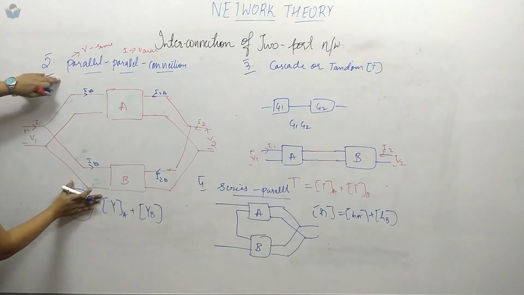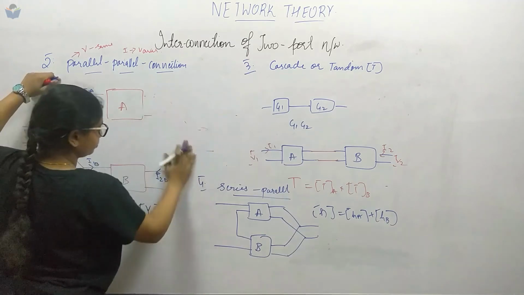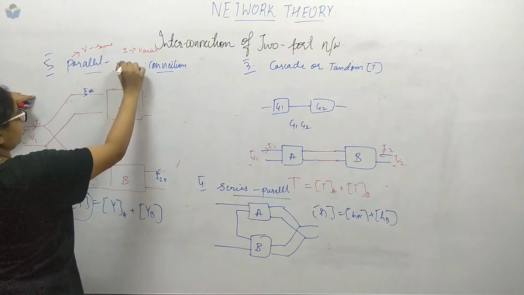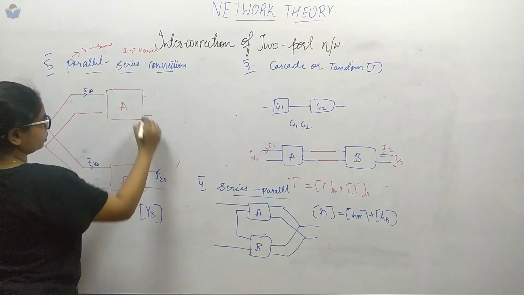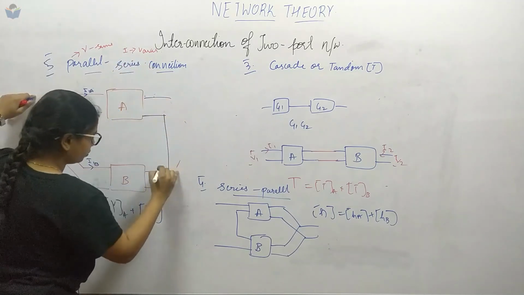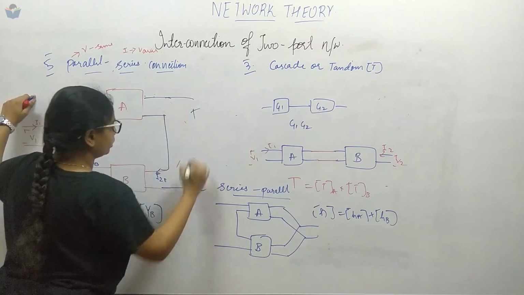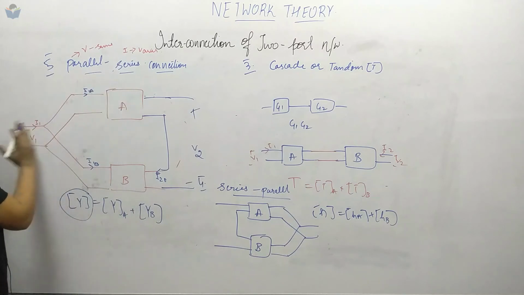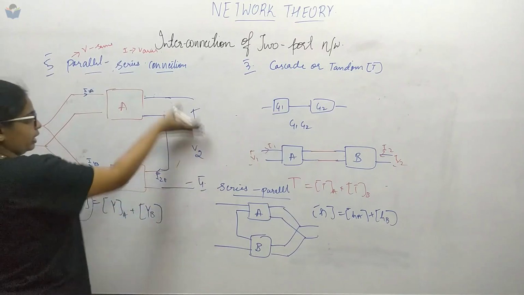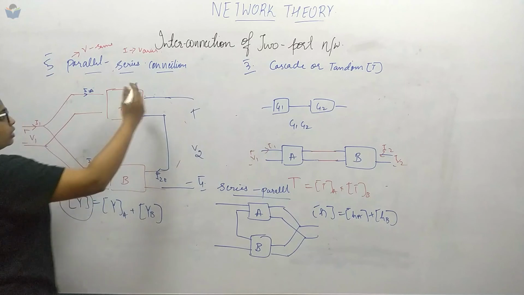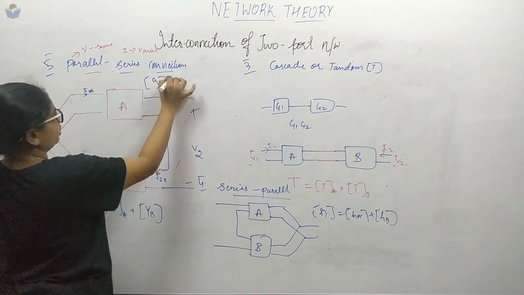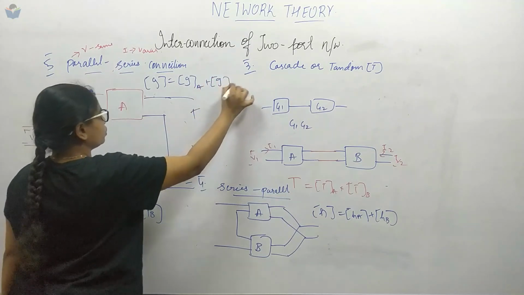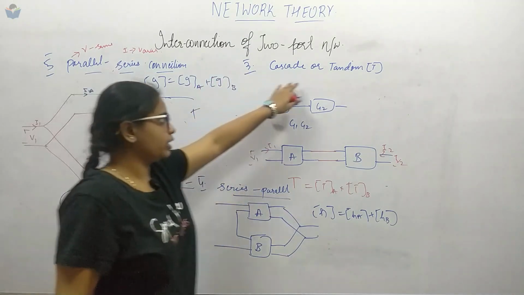So this is the fifth connection, parallel to series. We have it in this way, and the voltage will be different over here. This terminal will be connected in parallel and this will be connected in series. This can be solved using the G parameter, GA plus GB. For our GATE syllabus, only the first three are important.